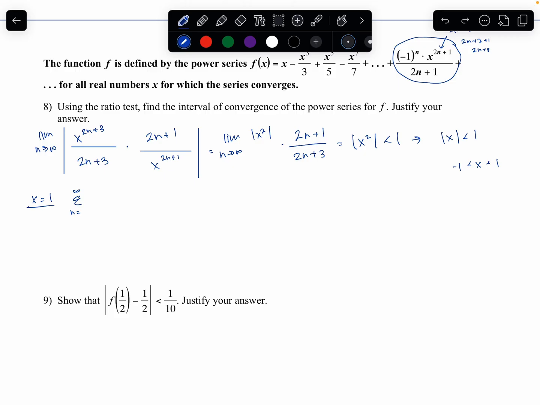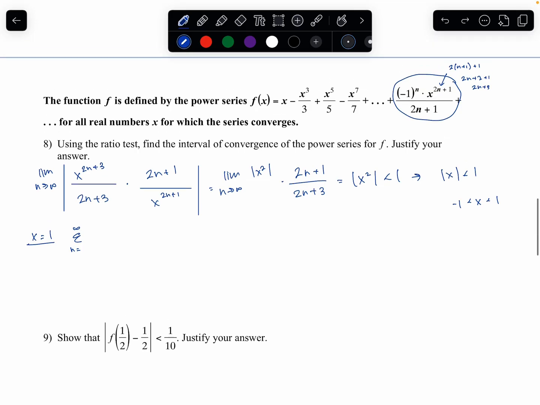I'm not even going to bother with putting n equals 0. When n is equal to 0, that's going to be x. So starting with n equals 0, I don't think it really matters. We're going to have negative 1 to the n times 1 to the 2n plus 1, which is just going to be 1, since 1 to any power is just 1. So I have negative 1 to the n over 2n plus 1.